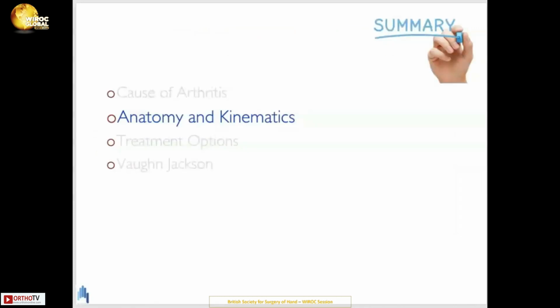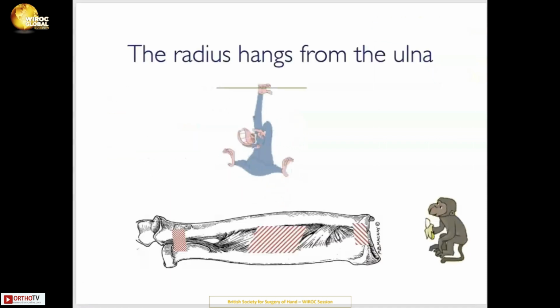Now, what about the anatomy and kinematics of the DRUJ? This is important. The radius hangs from the ulnar. The ulnar is a fixed bone. It's fixed to the elbow, and it's the ulnar which is the stable component of the forearm. Everybody thinks that the radius is the important bone because it's got the carpus and fingers at the end of it, but no, it's the ulnar. The radius just hangs off the ulnar like a monkey hangs off a solid branch.